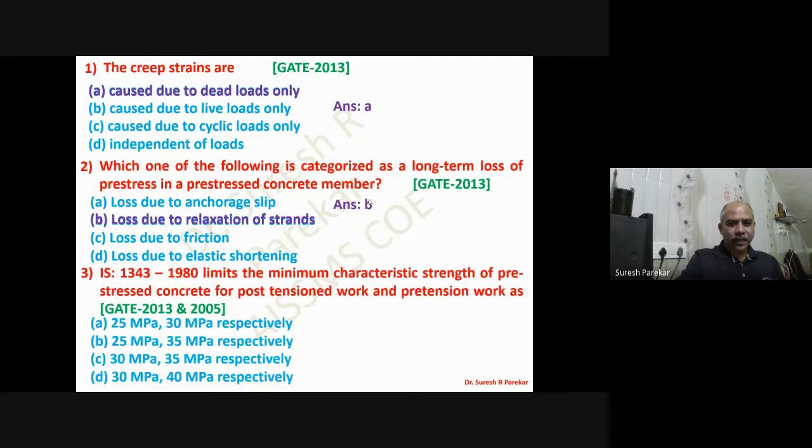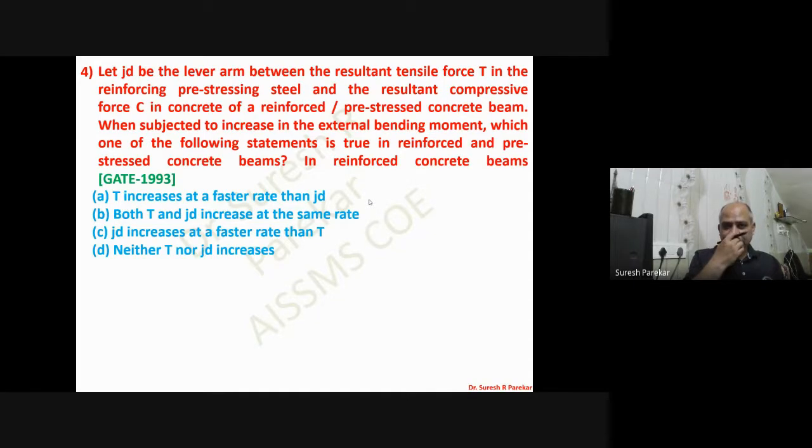So we have loss due to relaxation. Option is B. Then, minimum characteristic strength for post-tension and pre-tension: so 30 and 40 MPa respectively. Option is D. Then JD.